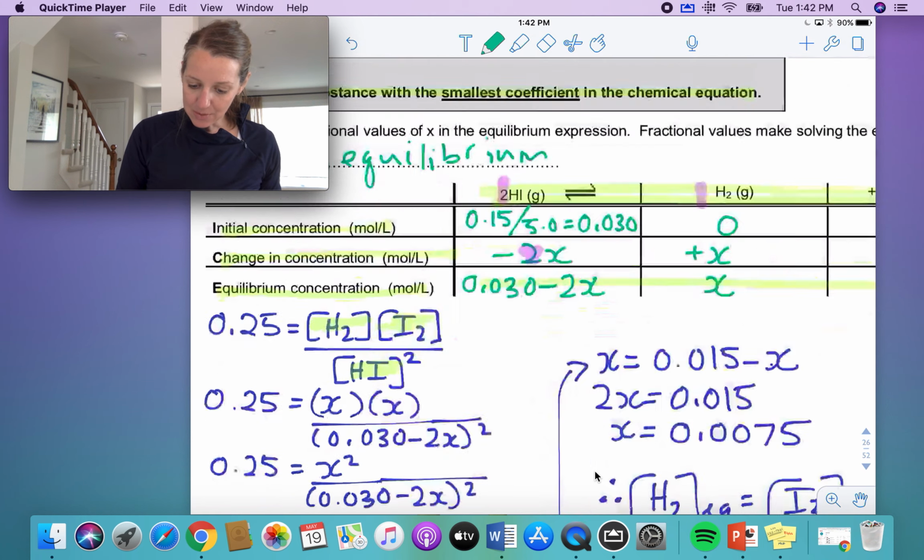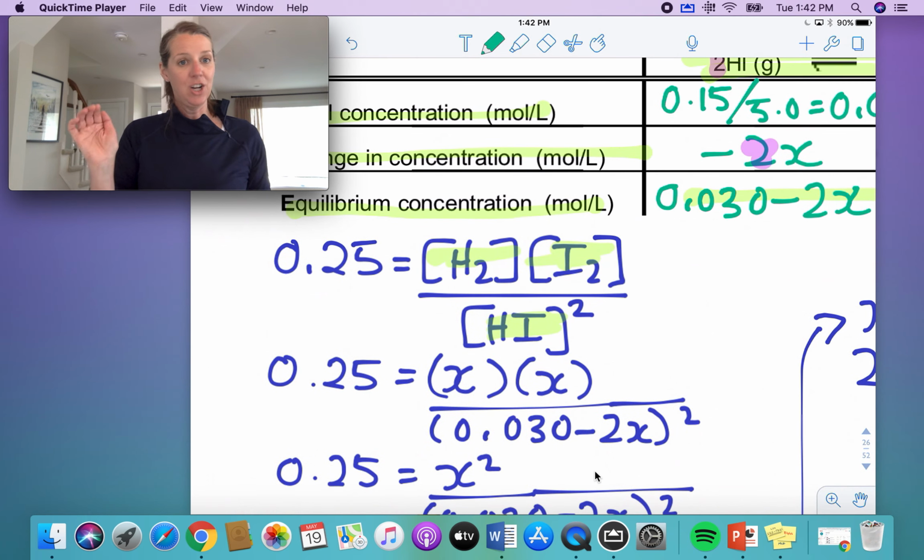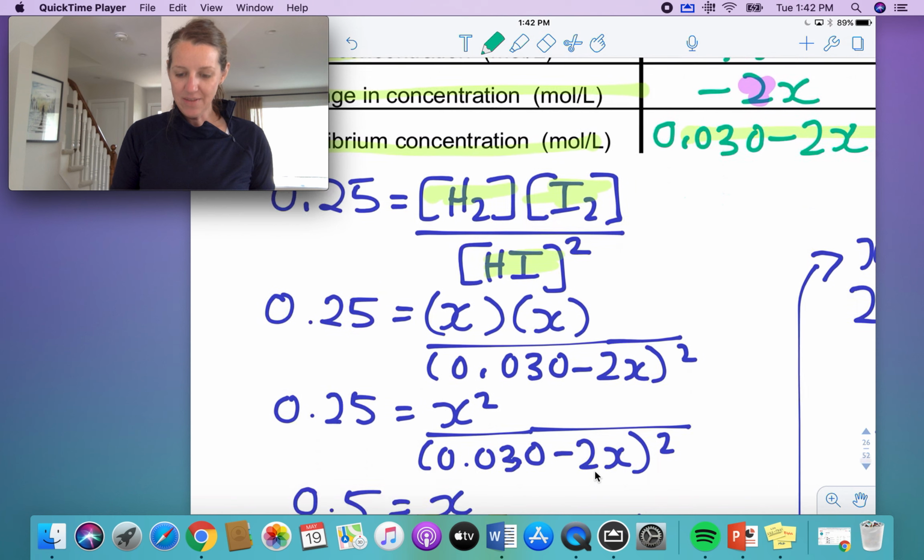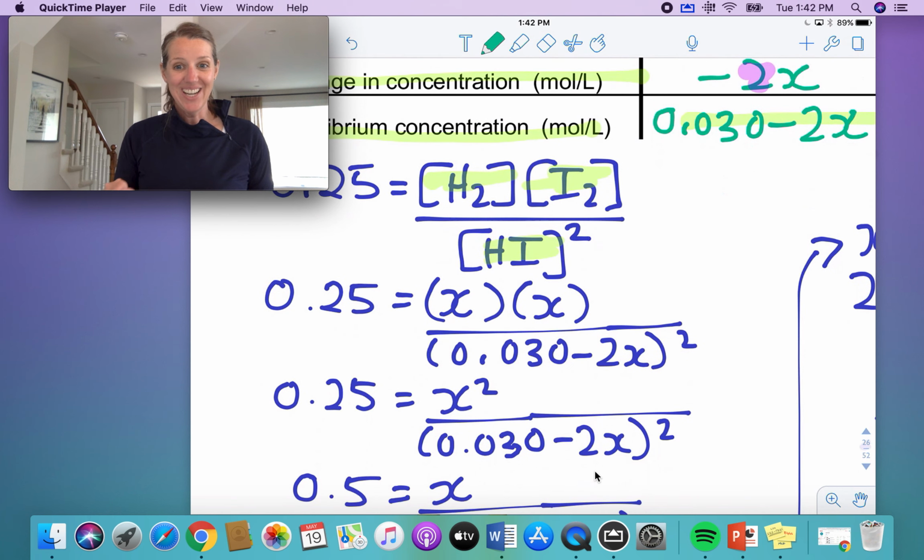So I set up my equilibrium expression. I've got my concentration of the products over my concentration of the reactants, and I've got the coefficients as the squares or the 3, whatever it happens to be. My coefficients are used as my exponents. So x times x will be x squared, and 0.030 minus 2x will be squared.